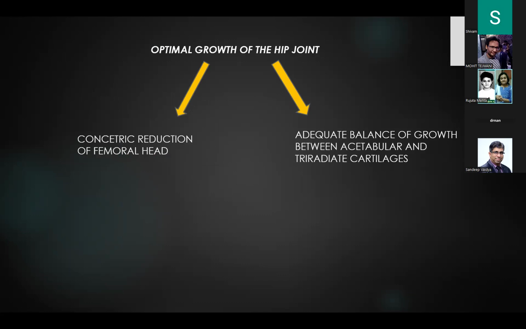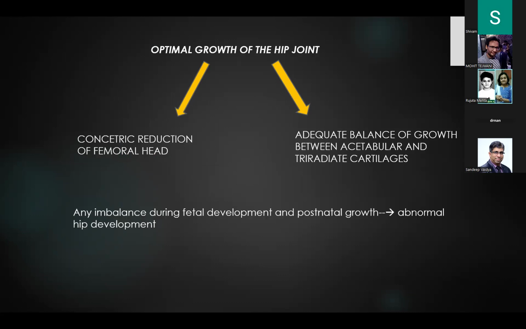So the main components here are that concentric reduction of the femoral head is required for an adequate balance of forces between the acetabulum and the femoral head and triradiate cartilages for adequate and normal development. Any imbalance that occurs during fetal development and postnatal growth will result in abnormal hip development and dysplasia.